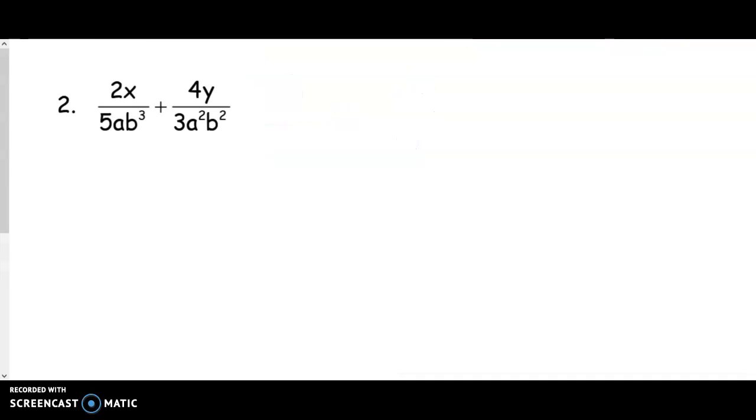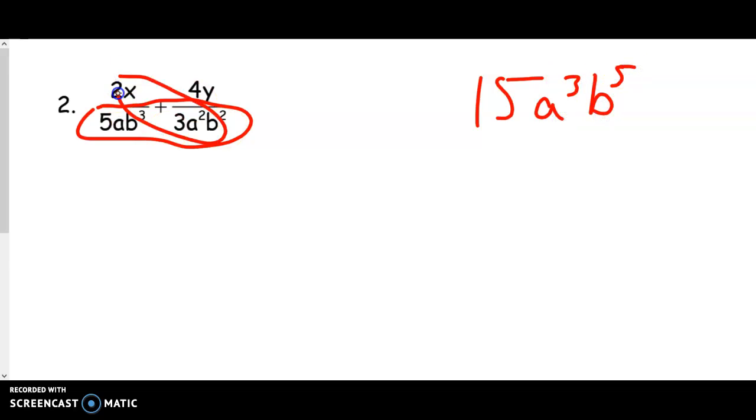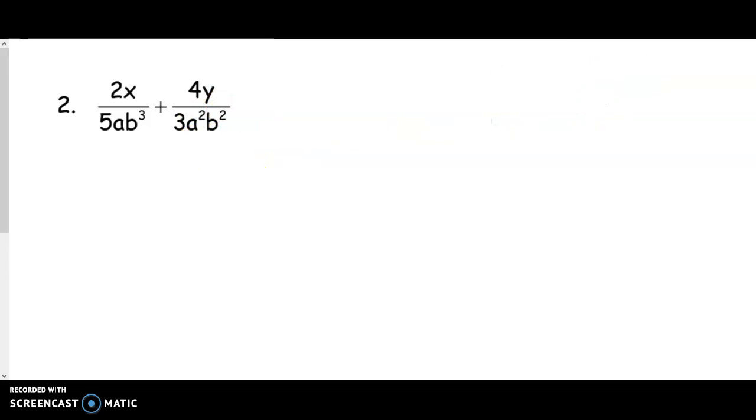So this one, see, if we were to multiply these, we would get what? 15 a cubed b to the fifth, and then you would multiply there. However, it would not lead to the lowest common denominator. It'll work, but at the end, it'll be a few extra steps. So I'm not going to go that route. Again, you can if you wish, but it's not necessary. 3 and 5, so 15 will be the lowest common multiple for those. So we'll do times 3 and 3 on the left fraction, times 5 and 5 on the right fraction.